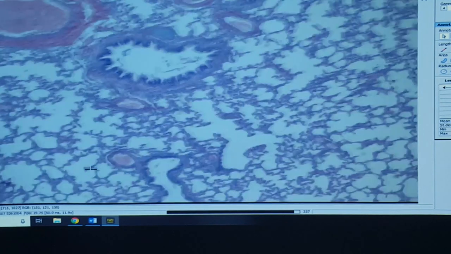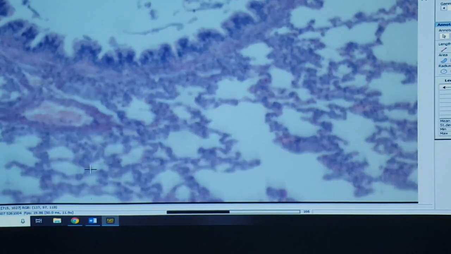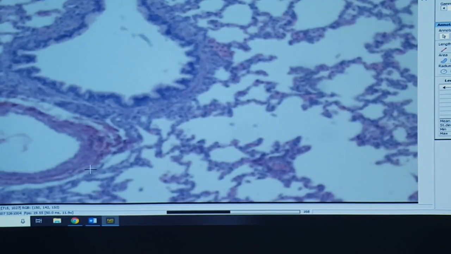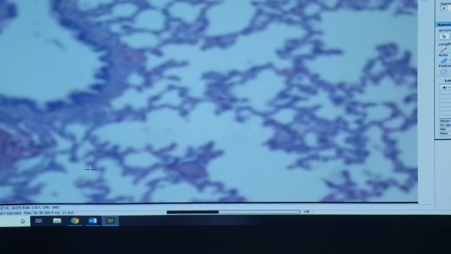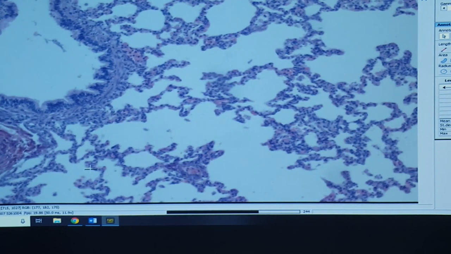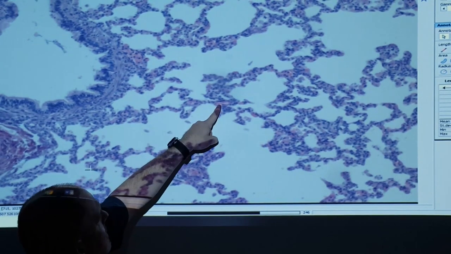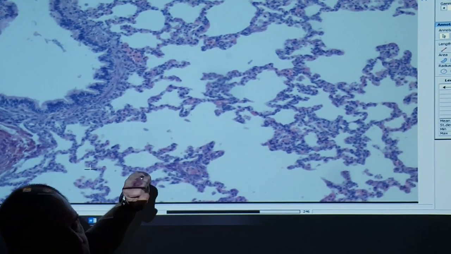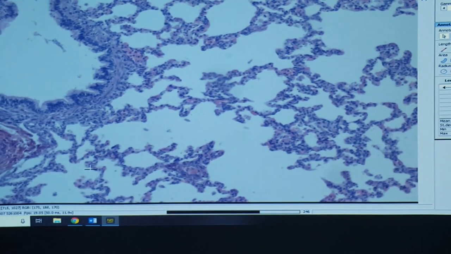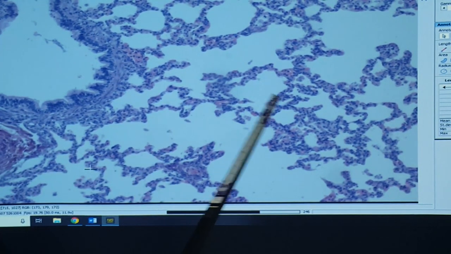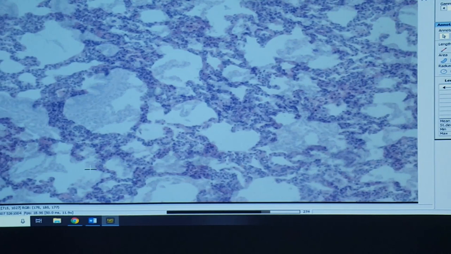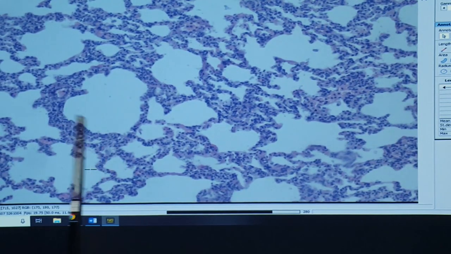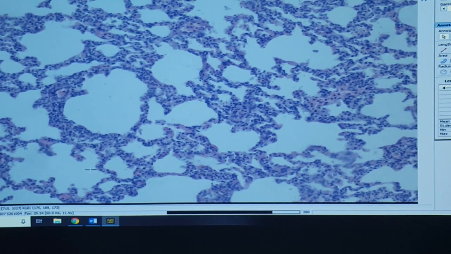But if I go to higher magnification, maybe I can find a couple small capillaries. And right here I can see some. So I can see where there are red blood cells. These are capillaries. Capillaries literally smother these alveoli. So these are alveoli with small capillaries near them. Just moving to a different area here. Here's an alveolus capillary right next door.